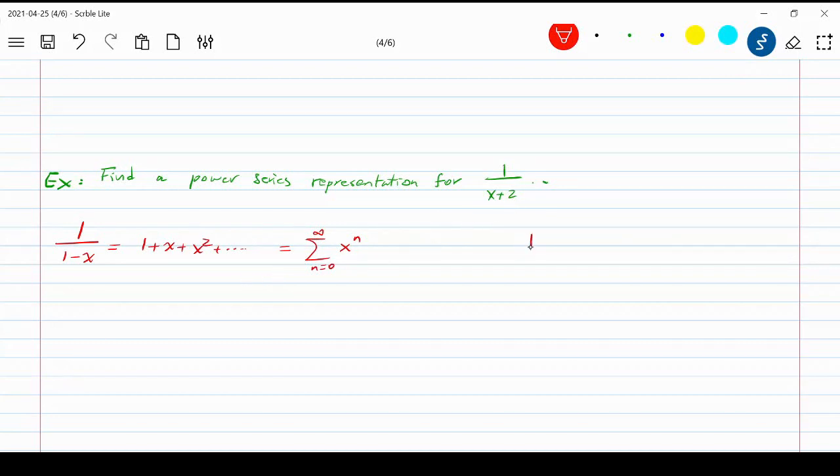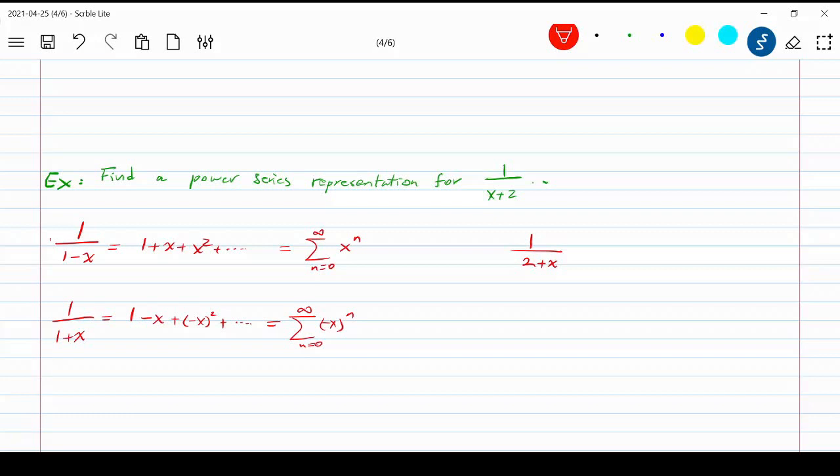So now I kind of want to create this 1 over 2 plus x, right? If it was 1 over 1 plus x, what do we get? Changing x to negative x everywhere, I'm going to get 1 minus x plus negative x squared plus dot dot dot, which is the same as summation negative x to the power n from 0 to infinity.